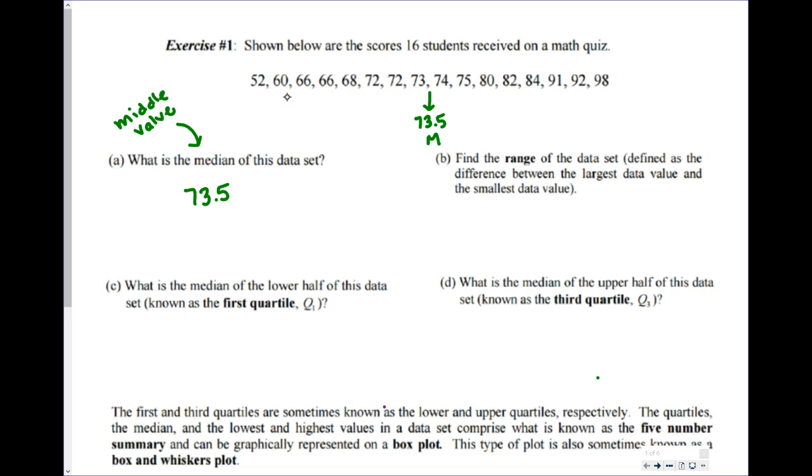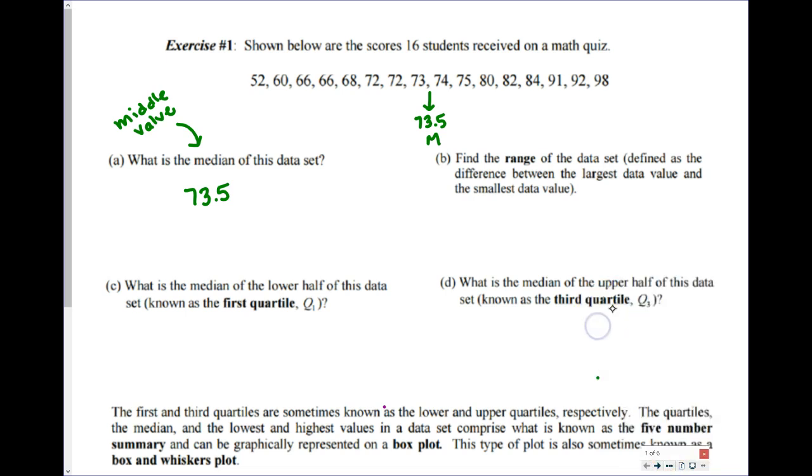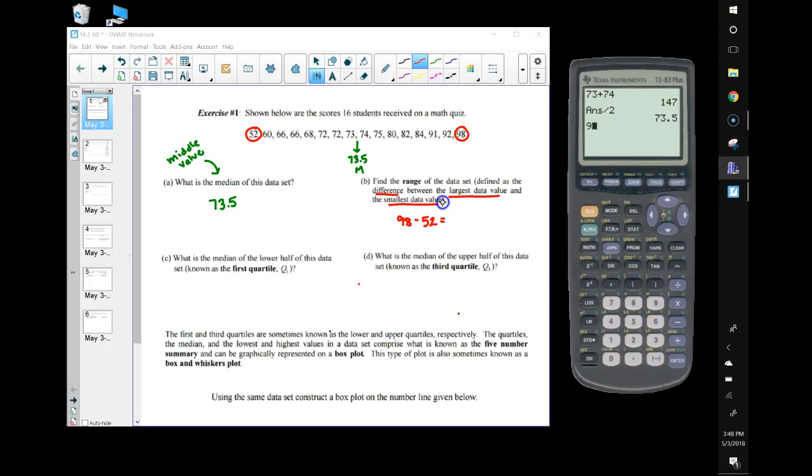Okay. The next thing that is nice to do on a box and whisker plot is to find something called the range. We've talked about this value before. The range is the difference between the largest data value and the smallest data value. So my largest value is 98 and my smallest value is 52. So my range will be 98 minus 52. I'm going to go to my calculator, 98 minus 52, and I get a range of 46. So that's my range.